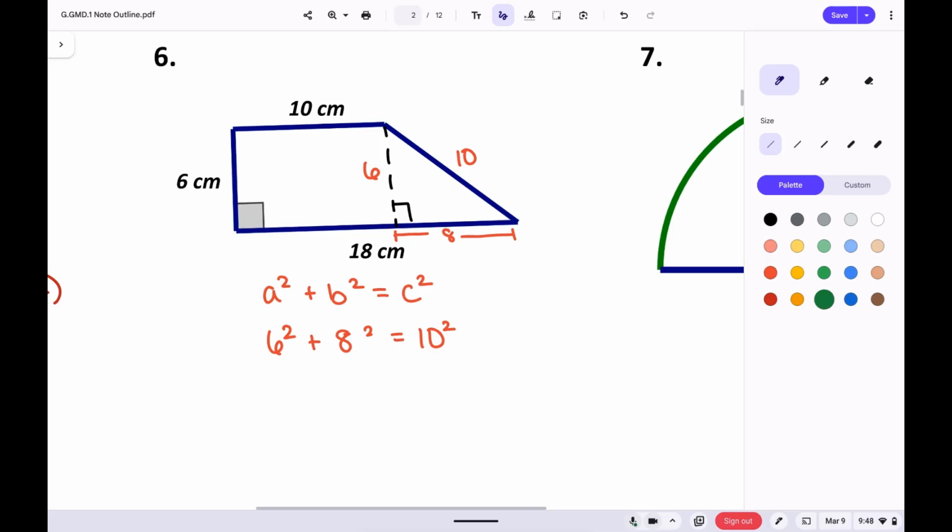So how do I find perimeter of this shape? What are all the sides? The outside sides. So 10, 10, 18, and 6. And how much is that? How much is this? 44. Good, 44 centimeters.